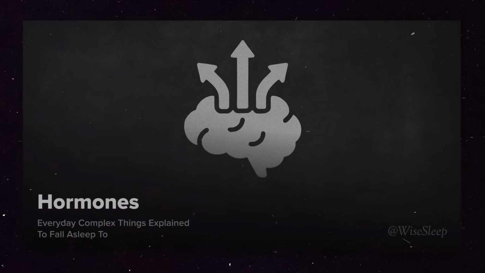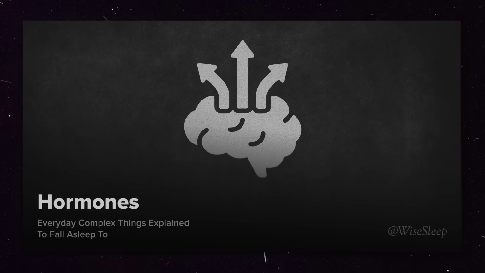Hormones. When you feel hungry, sleepy, stressed, or energized, there's a good chance hormones are involved. Hormones are chemical messengers made by glands in your body. They travel through your bloodstream and help control how different parts of your body work. Think of them as signals that tell your organs and systems what to do and when to do it.